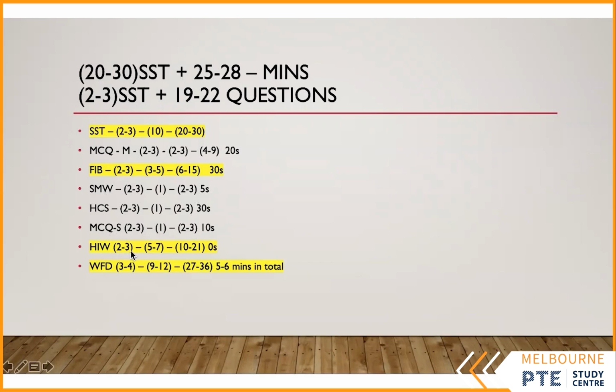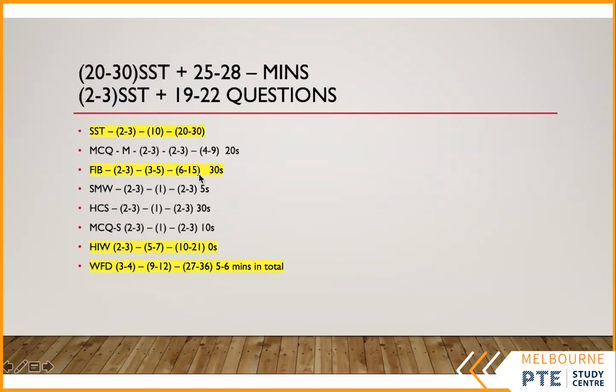Highlight incorrect words, 2 to 3 questions, 5 to 7 marks per question, and 10 to 21 in total. And then write from dictation, 3 to 4 questions, 9 to 12 marks on average. I can get between 27 to 36 marks.